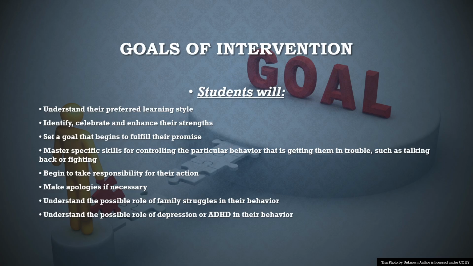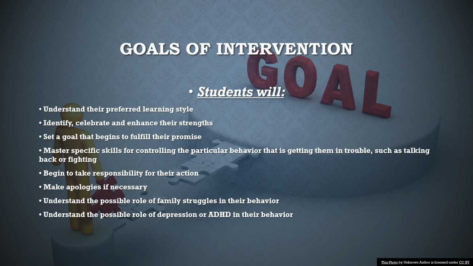Begin to take responsibility for their action. That's the goal that you really want your students to begin to say, okay, you are responsible for your actions. Because they do want to play the blame game. A lot of adults like to play the blame game. And make apologies if necessary. Kids can learn to apologize. It's hard for kids to apologize, but that's something that kids can learn and practice.